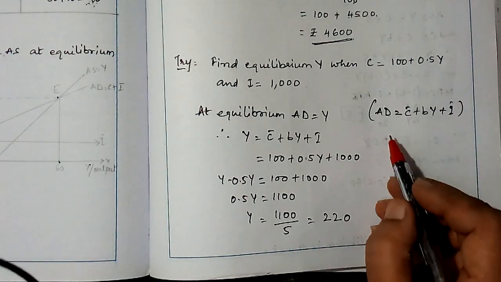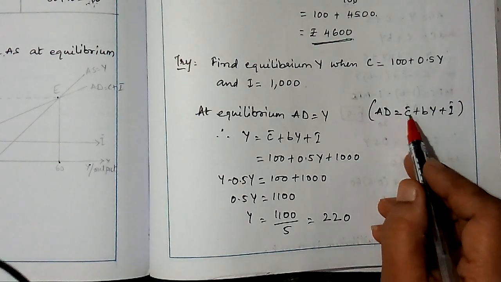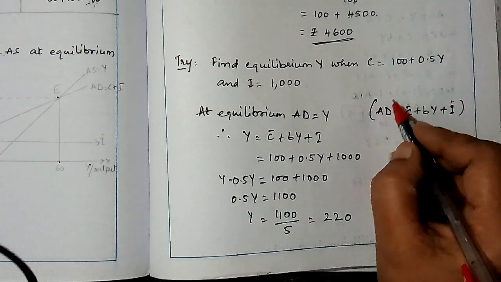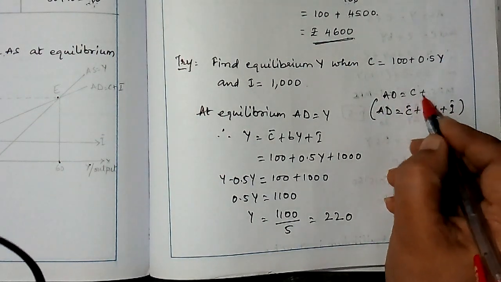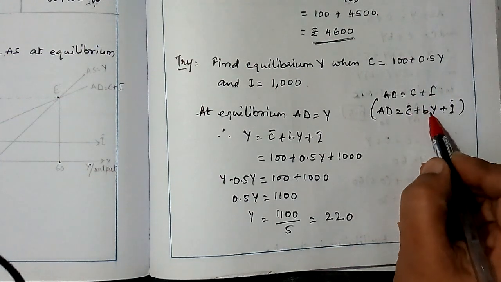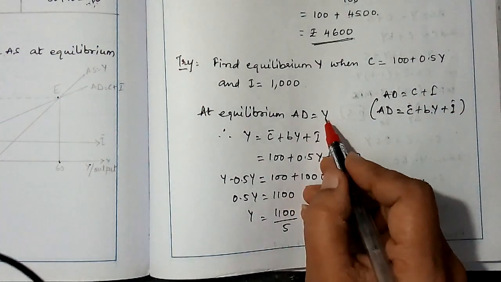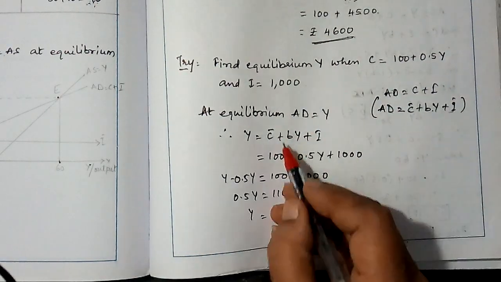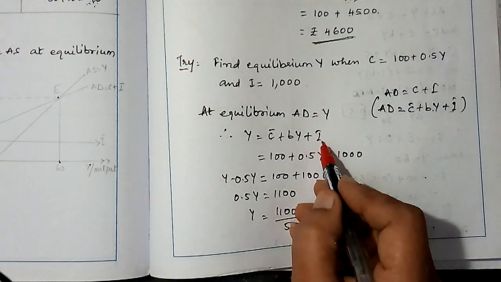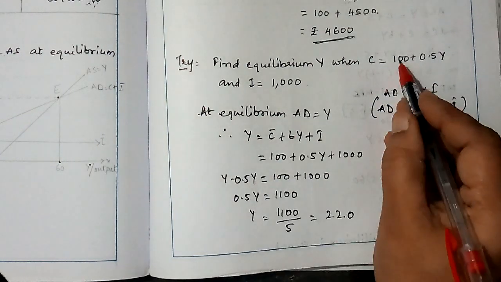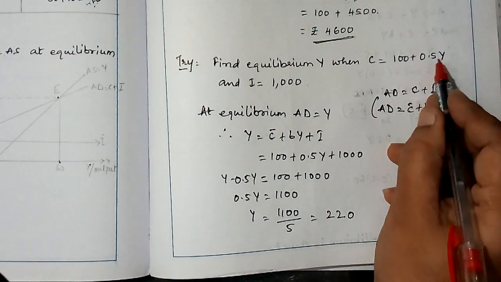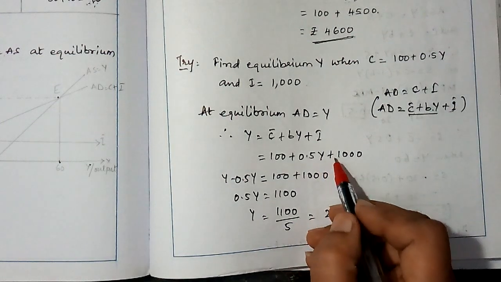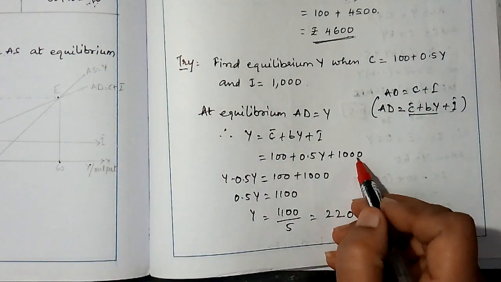At equilibrium, we know aggregate demand is equal to C bar plus By plus I. How did we get the C bar plus By? AD is equal to C plus I. So this C is C bar plus By. And we also learned that AD is equal to Y at equilibrium, and hence Y is equal to, instead of AD we'll write Y is equal to C bar plus By plus I, which is equal to, we are given here consumption C 100 plus 0.5 Y plus I is given as 1000.